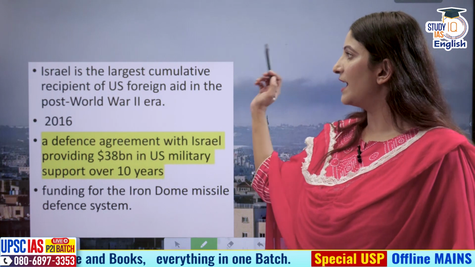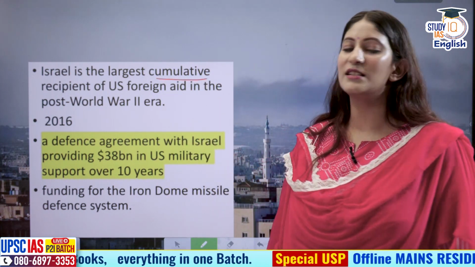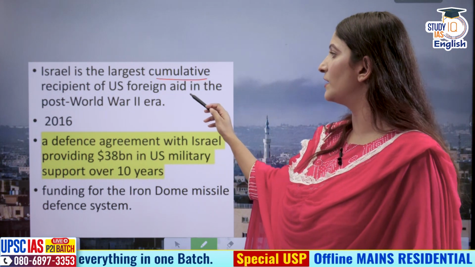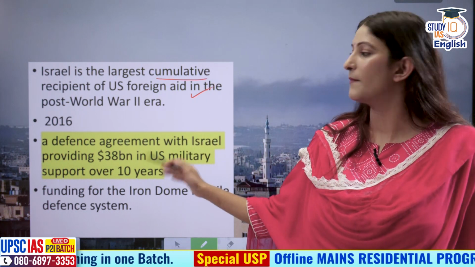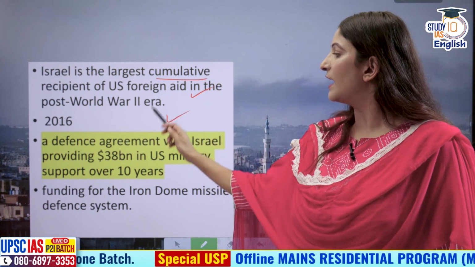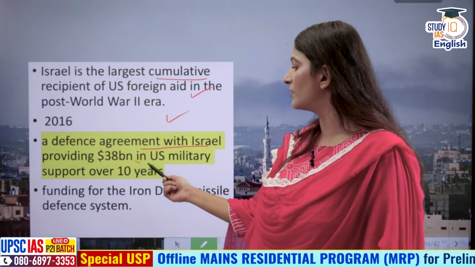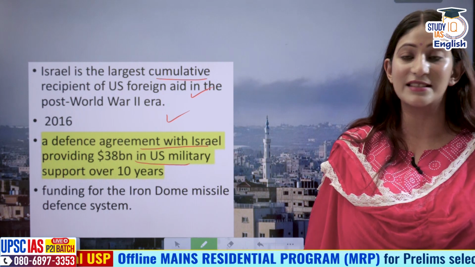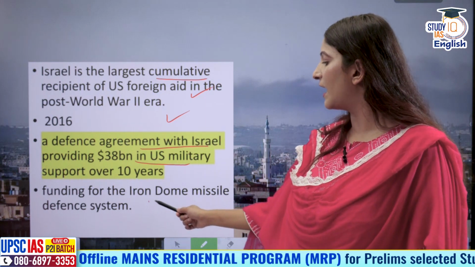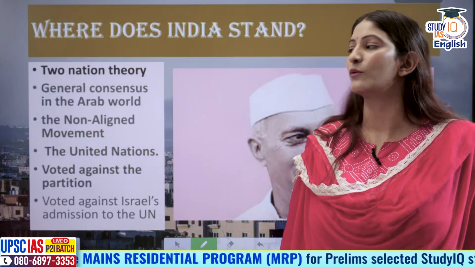Moving on. Israel is the largest cumulative recipient of US foreign aid in the post-World War II era. In 2016, a defense agreement was also signed with Israel to provide $38 billion in US military support for the next 10 years. Funding for the Iron Dome missile defense system is under it only.